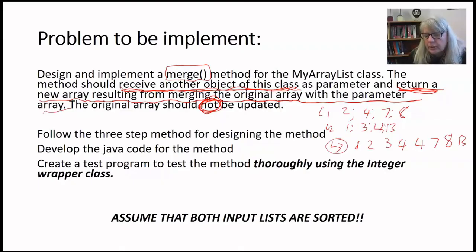Write a merge method. The merge method should receive another object from this class and return a new array resulting from the merger of the original array and the parameter array. The original array should not be updated. Follow the 3-step method. Develop the Java code. You have to test it thoroughly. Now you know this thoroughly is not a light statement. Use the Integer wrapper class, and assume that both lists are sorted, otherwise merging doesn't work. That's not a special case. We tell you that you can assume that, otherwise you waste time.